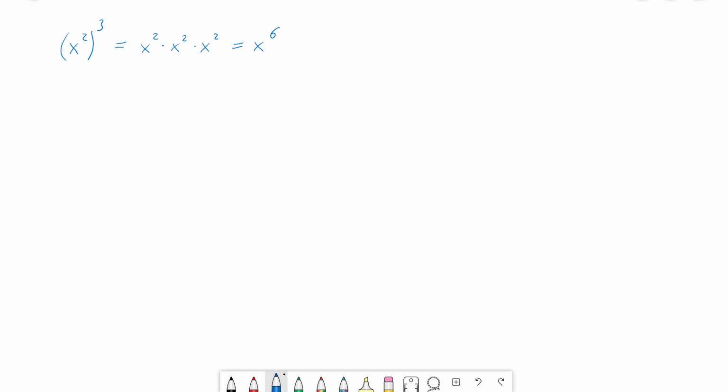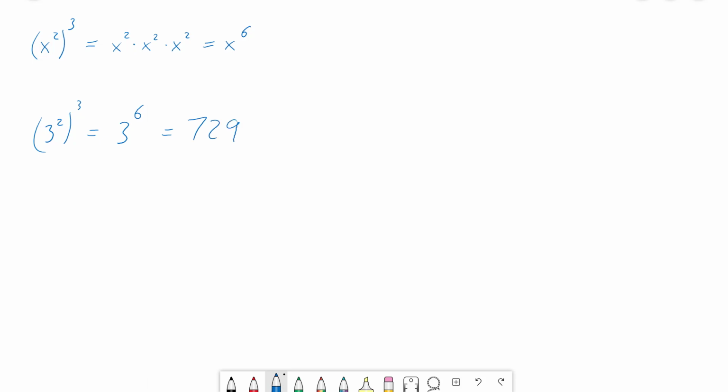So let's say we had something like 3 to the second power to the third power. We could do the same thing here. We could say this is 3 to the 6th power, 2 times 3. And then we could pull out our calculator and try to figure out exactly what 3 to the 6th power is. So 3, and then we press our power button, and 6. In this case, it is 729.